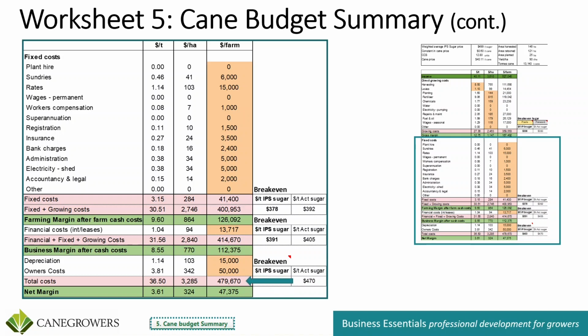If we look back one line, here we can find the total cost. This is the total cost of production given the inputs we have used. If revenue matched the total cost, then the enterprise would break even and there would be zero net margin. In this example, income was higher than total cost, so there is a positive margin of $47,375 in the net margin line below.